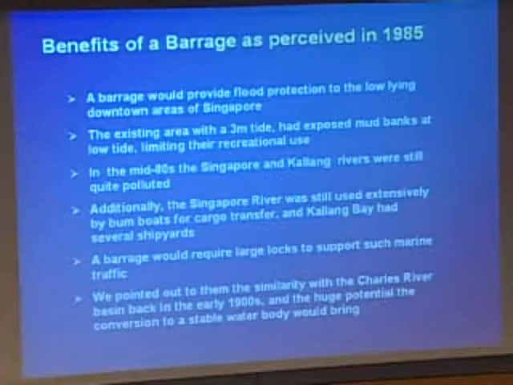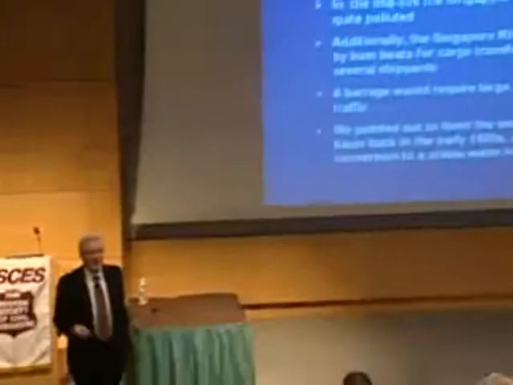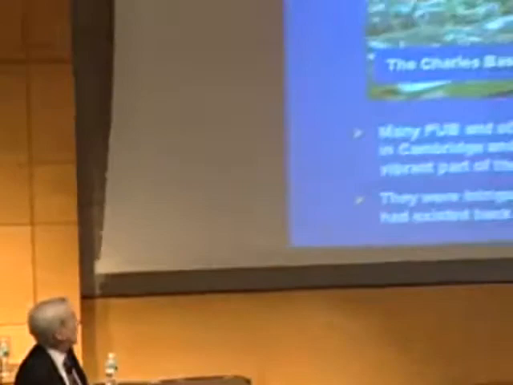However, we did point out how similar this was to the situation the Charles River was in about the turn of the last century. About 1900, when the Charles was tidal, it was a mosquito-infested swamp. It's hard to believe it now, but that's what it was. So we presented this to the various agencies in Singapore. This is what you would try to achieve for the Singapore River and some of the neighboring areas.